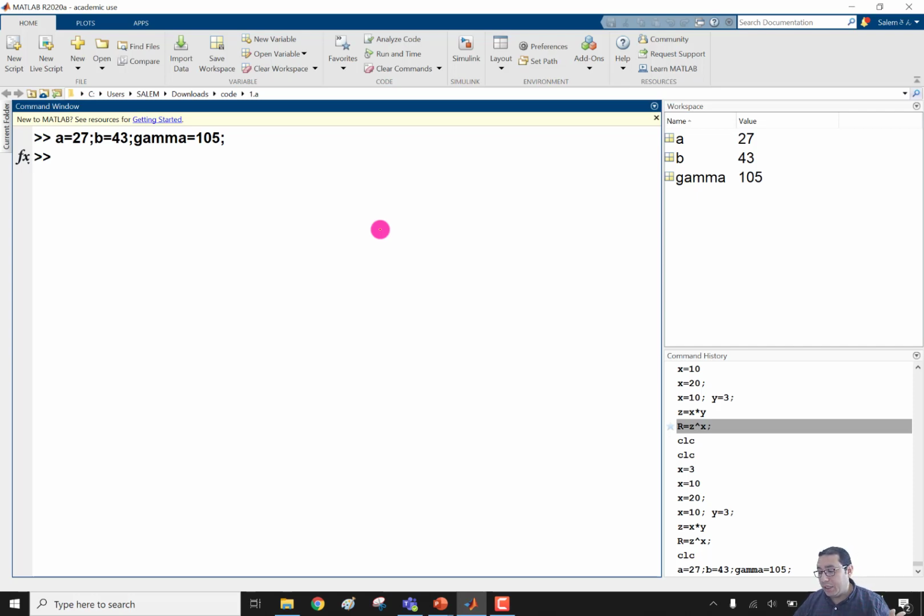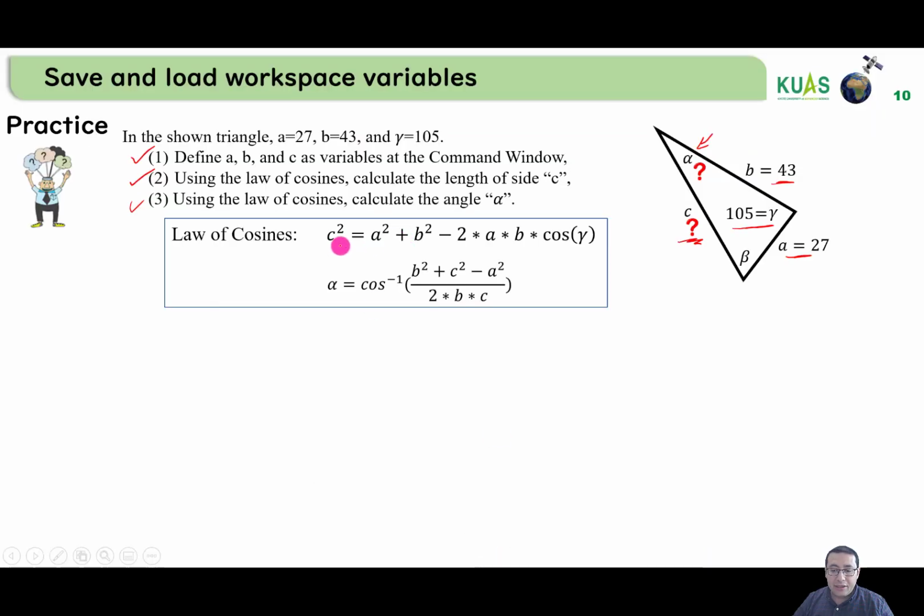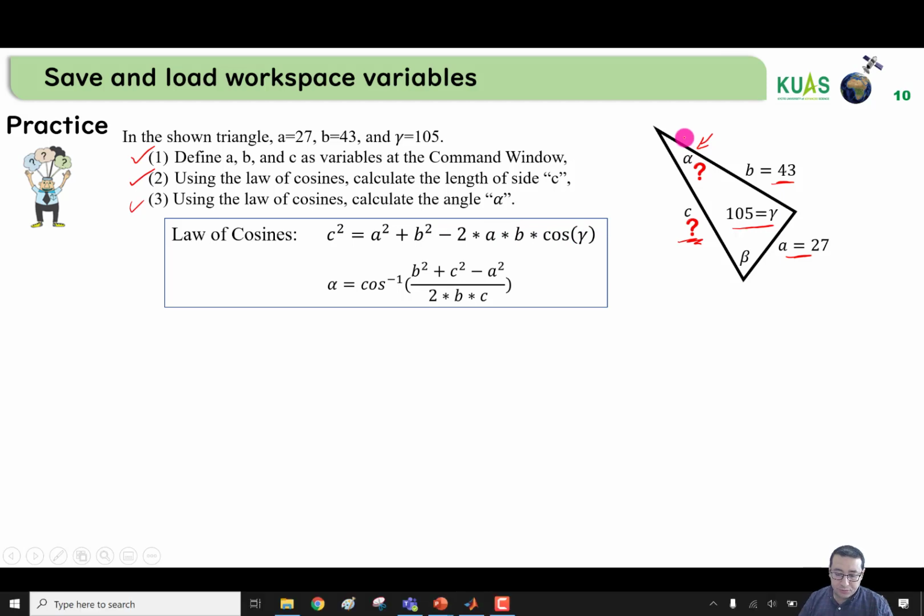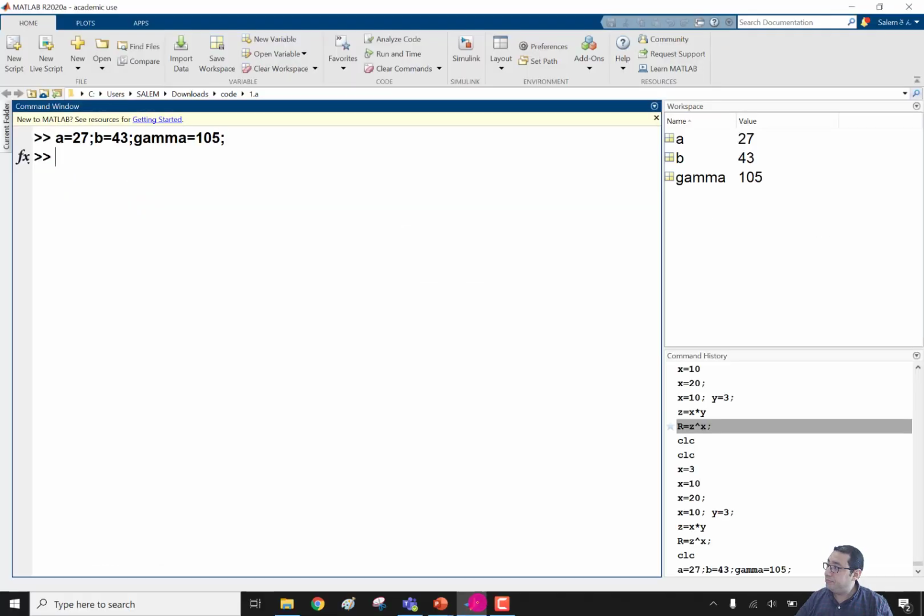The second question is, we need to estimate the side C. If you check the equation here, C square is equal to A square plus B square minus something. And we need only C, not C square, so it means that we are going to take the square root of these sides. So it should be the square root of these things. Let's write it again. Let's go to MATLAB.